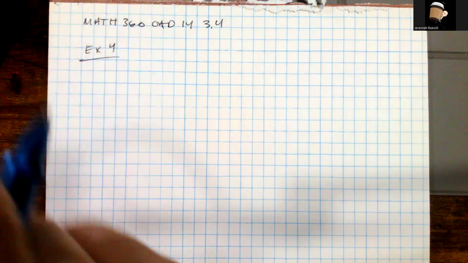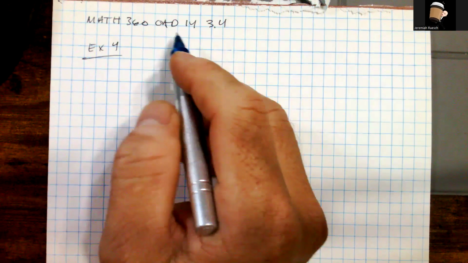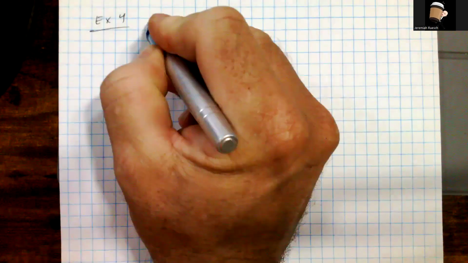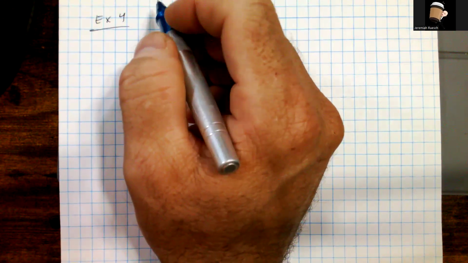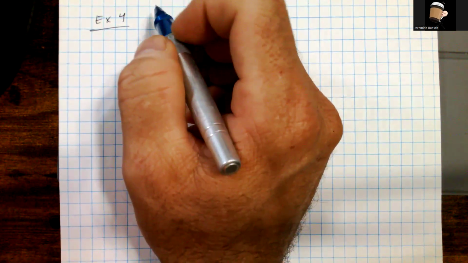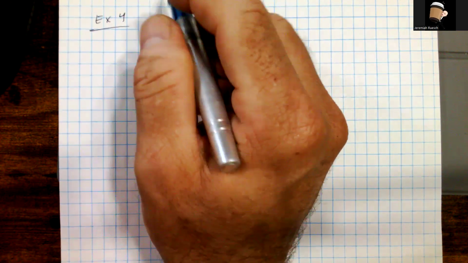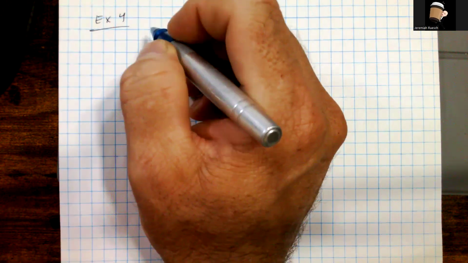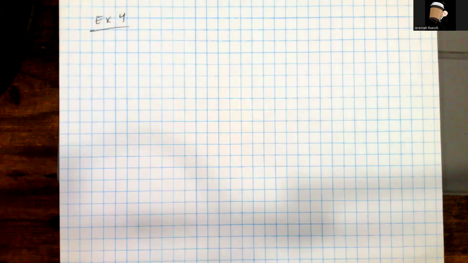All right, welcome back. We're working on example 4 from day 14, section 3.4, from Math 360. The problem said some biology students were checking the eye color for a large number of fruit flies. For each individual fly, let's suppose the probability of white eyes is 1/4 and the probability of red eyes is 3/4, and that each of these observations are independent Bernoulli trials.